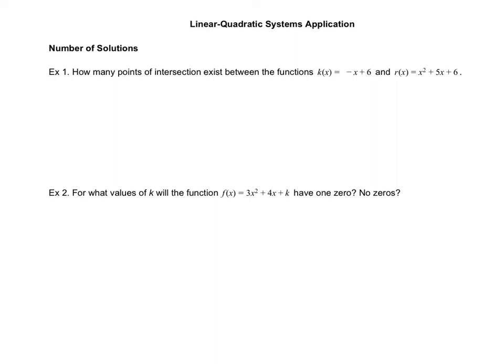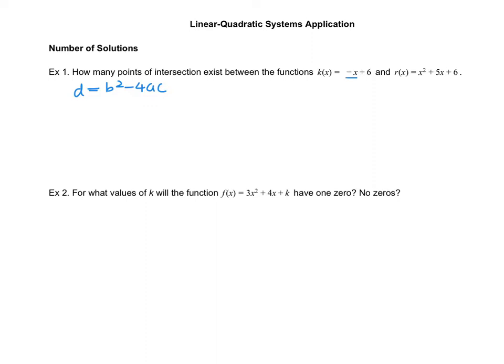So we're going to start off with a little bit of application related to the discriminant. Our first question states, how many points of intersection exist between the functions k of x and r of x? So this is just a knowledge question, just to refresh on what the discriminant is. The discriminant is b squared minus 4ac, but we can only use that once we've done the substitution and turned our equation to standard form.